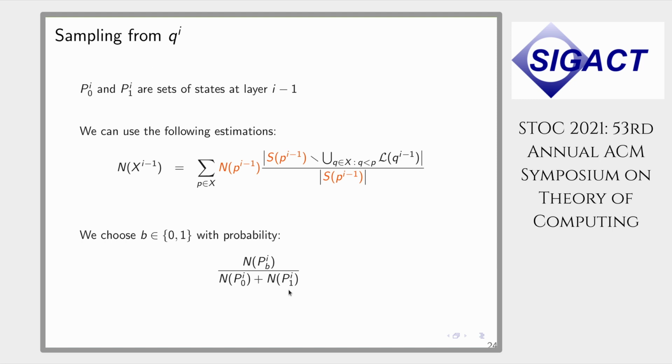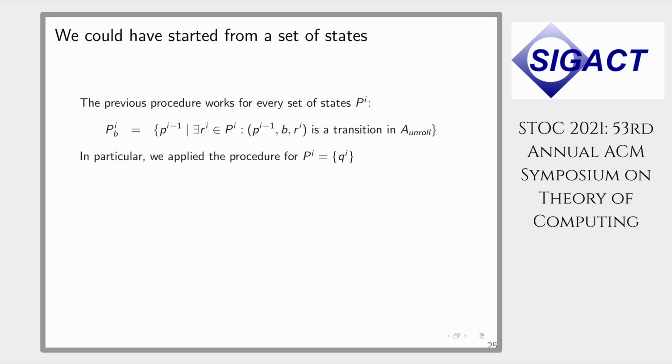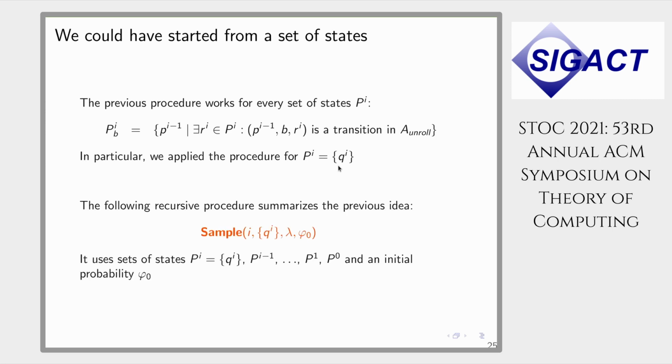So you use these estimations. What is important here is that this P sub B I can be generalized for a set of states instead of just one state. Here we considered this P sub I, which was composed of just one state. And why do we need this idea?